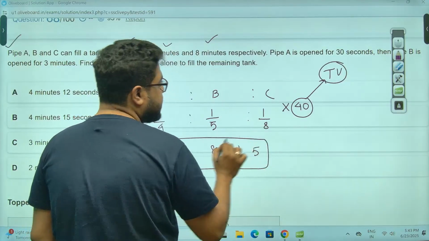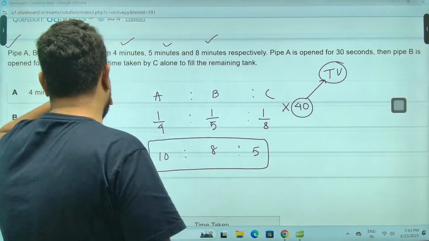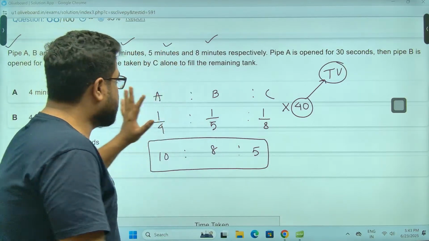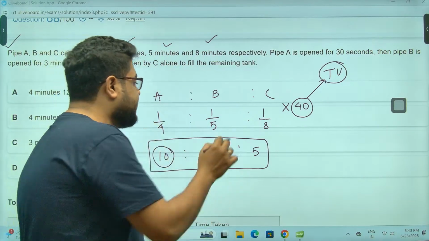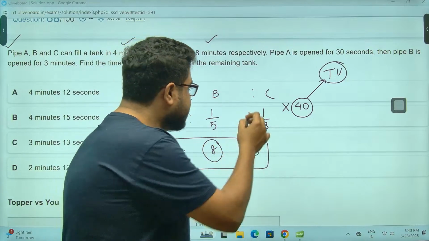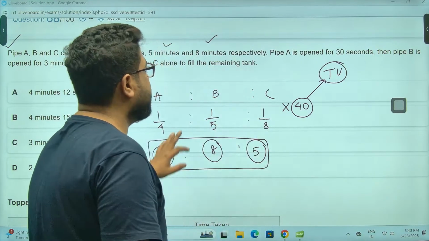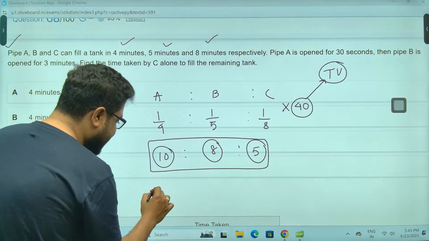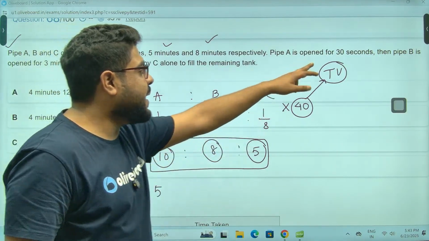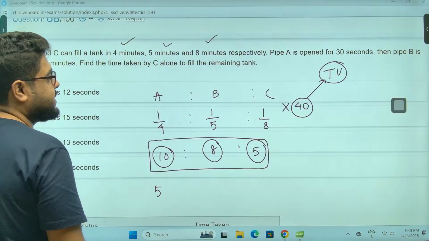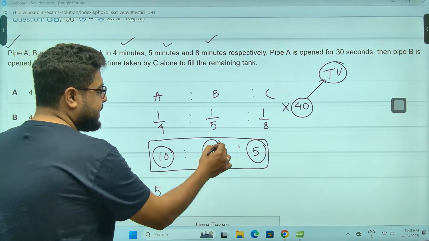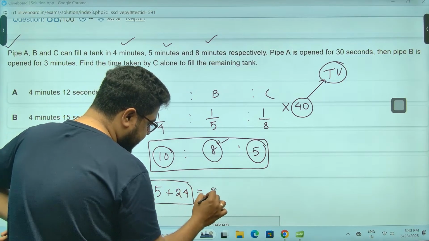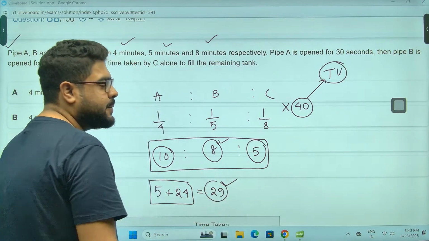That's the efficiency ratio. Now, this is in minutes. Please understand, all these are minutes. So, A can fill 10 liters in 1 minute. B can fill 8 liters in 1 minute. C can fill 5 liters in 1 minute. Pipe A was open for 30 seconds, half a minute, so it will fill 5 liters. Pipe B is opened for 3 minutes, so 3 में से 3 × 8 = 24 liters भर लेगा सर. That means 29 liters of the water is filled.